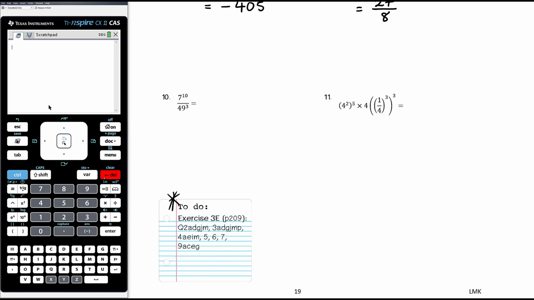So 7 to the power of 10 over 49 to the power of 3. What I recognise here is 49 is a power of 7. So let's leave them as powers, but write everything with a base of 7. Let's leave the numerator as 7 to the power of 10. Now 49 is 7 squared, and we've got that cubed. When we have one power after another like this, we multiply those together. So we have 7 to the power of 10 still on the numerator, divided by 7 to the power of 6. Now we can subtract powers: 7 to the power of 10 minus 6, so it's 7 to the power of 4.